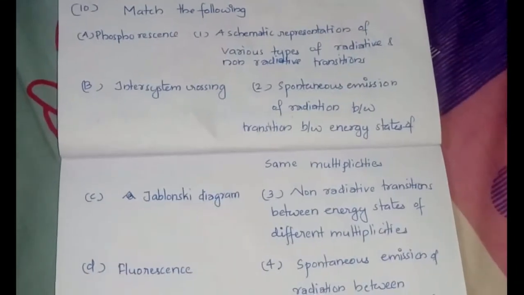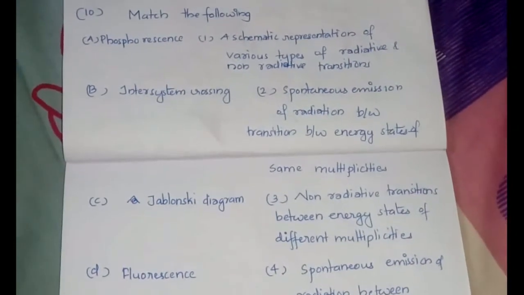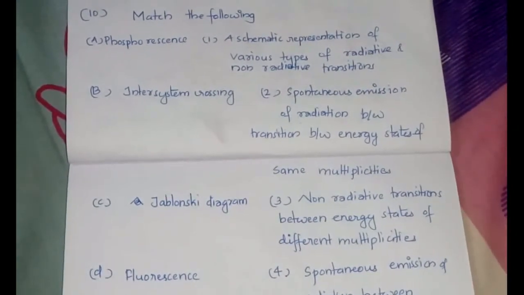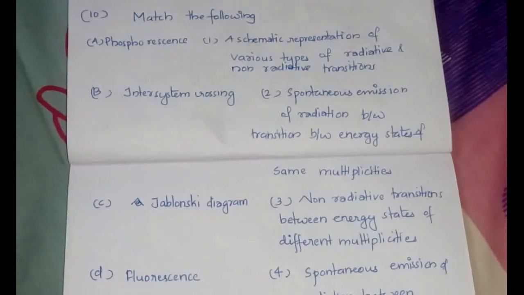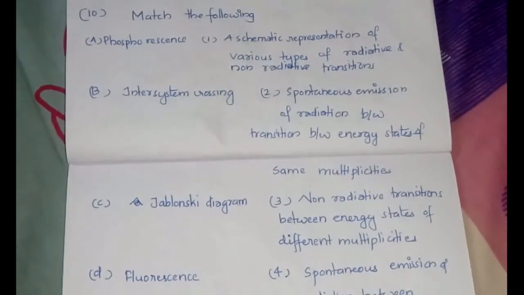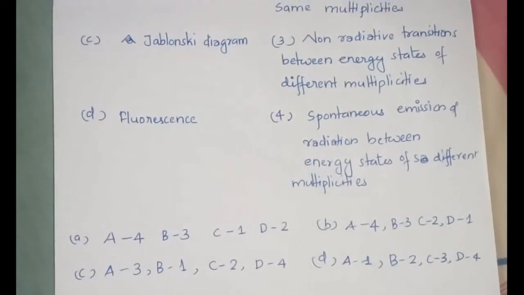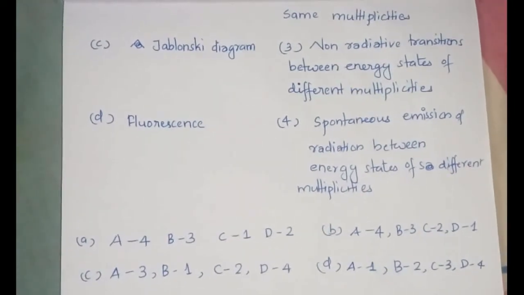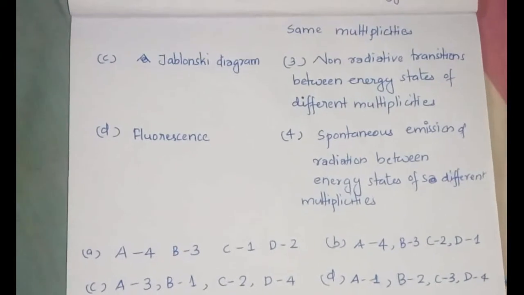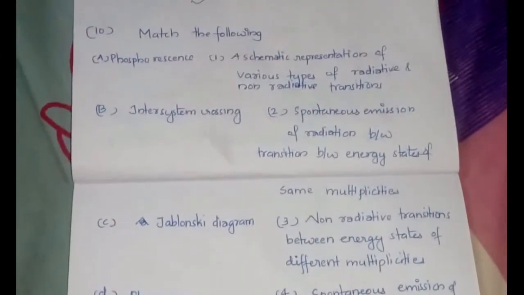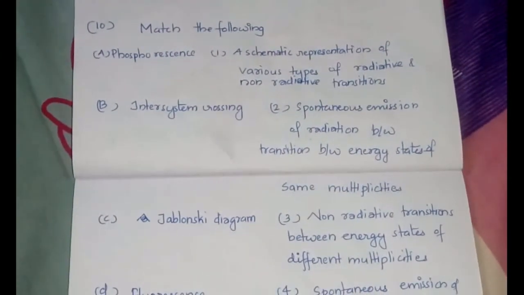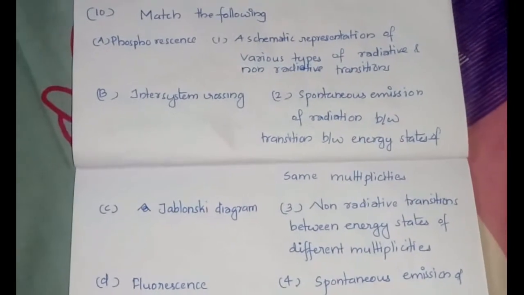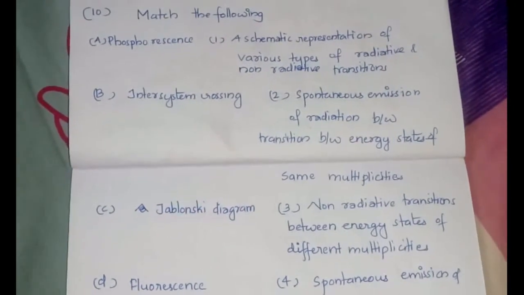So what are the questions here? First of all, phosphorescence is given, then intersystem crossing is given, Jablonski diagram is given, and fluorescence is given. Then we can just go through the options. These are the options. Most of the times you will be getting confused with these kinds of questions. So what is the trick in these kinds of match the following questions? I will be telling you that. You will get confused with phosphorescence, fluorescence and intersystem crossing.